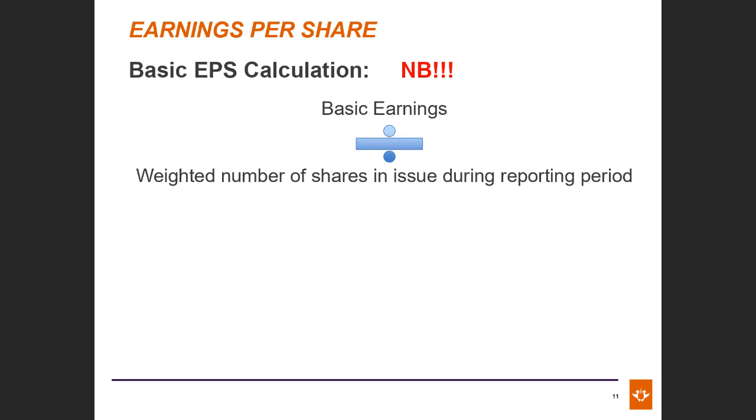Now, why would we have to calculate the weighted number of shares? During the year, more shares could be issued. Okay, so if more shares are issued during the year, it means the number of shares we had at the beginning of the year is different to the number of shares we have at the end of the year. So if there is a share issue, then we'll need to take into account the share issue during the year and calculate the weighted number of shares during the period.